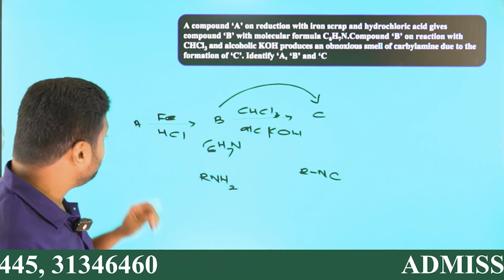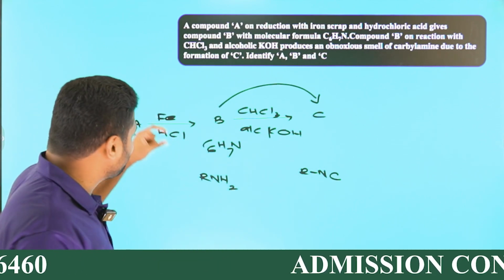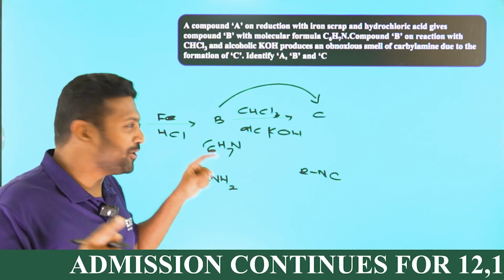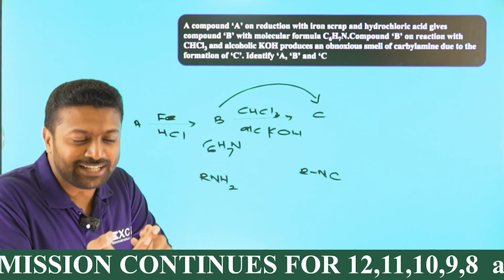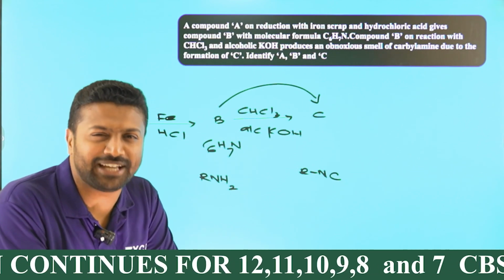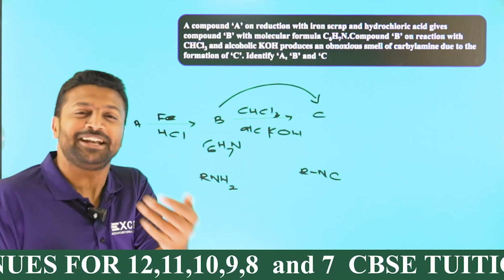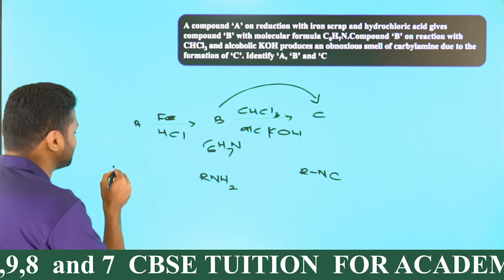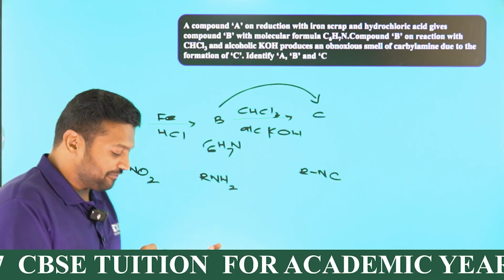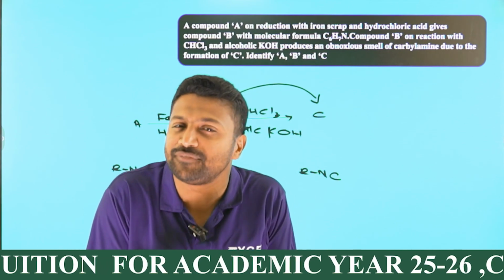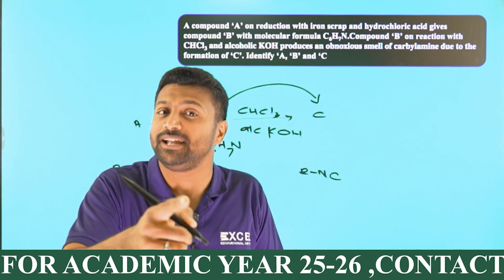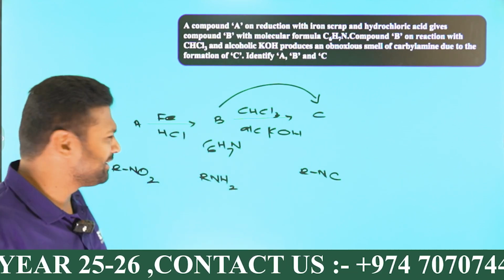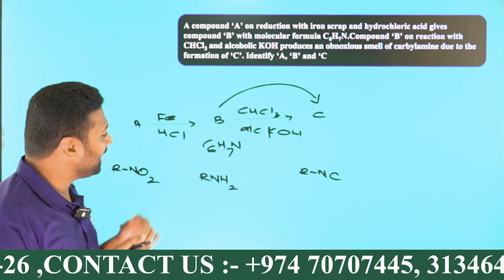Okay, cool. Who will be A? Someone A, passing over Fe in presence of HCl, tin in presence of HCl, or H2 in presence of platinum, palladium, nickel, giving NH2. That is a nitro compound, because I know RNO2 is called a nitro compound. These reagents can convert NO2 to NH2. So my A will have NO2 here. Now who will be R here?